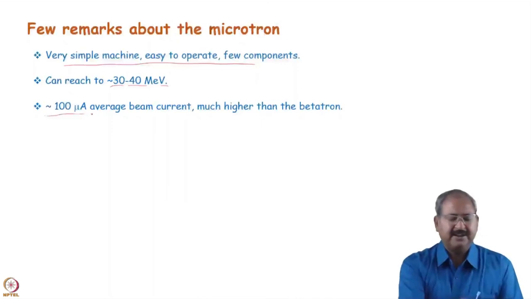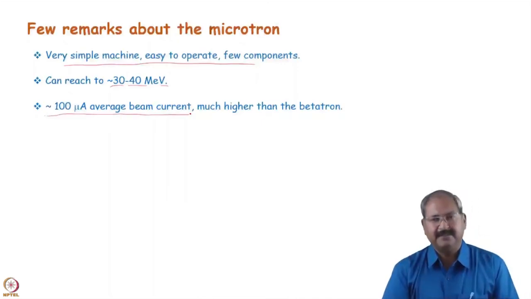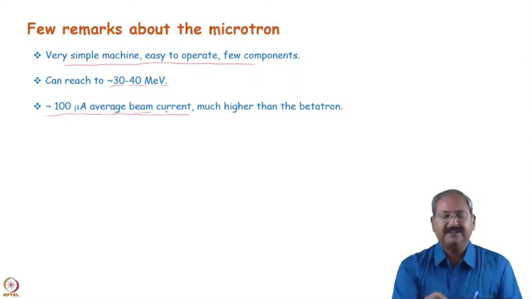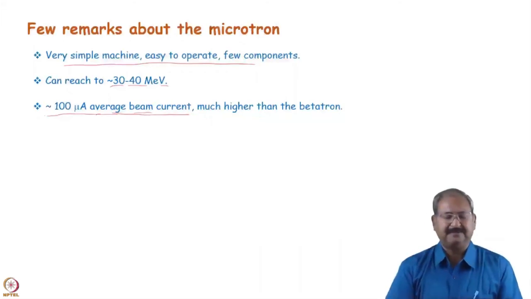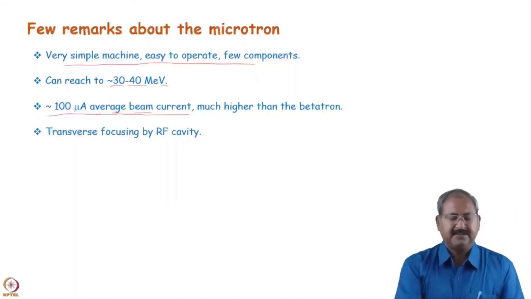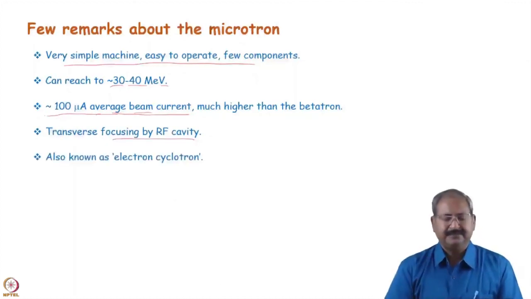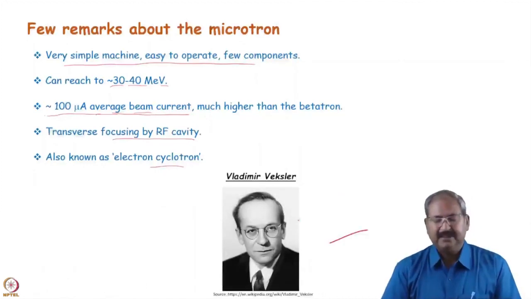100 microampere of beam current can be achieved easily. This current is much higher than we can obtain from the betatron. That's why the betatron became obsolete, and in place of the betatron, we now have the microtron as the electron accelerator. It means the microtron is a compact accelerator for electron acceleration. Transverse focusing is done by the RF cavity also. It is also known as the electron cyclotron. Vladimir Veksler, who gave the phase focusing principle, also gave the idea of the microtron.